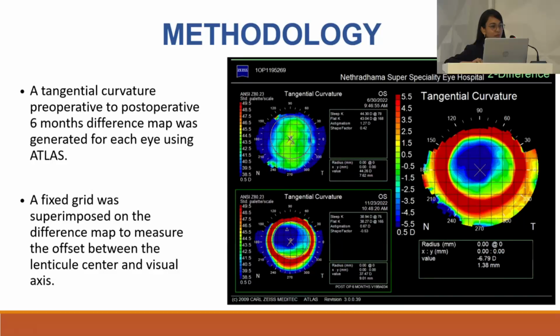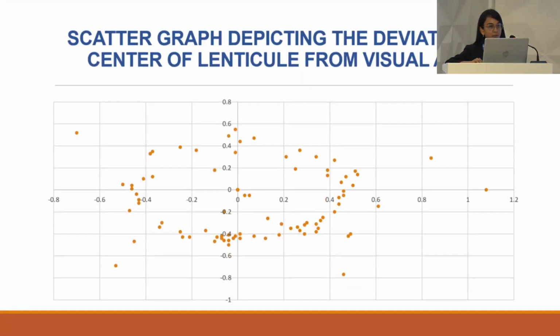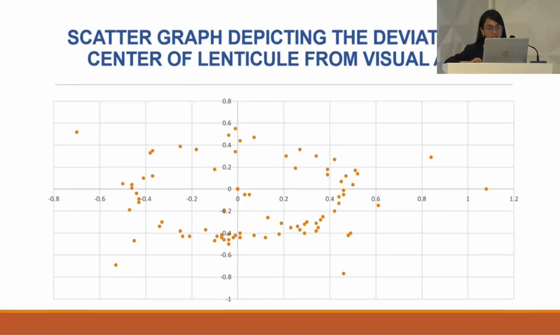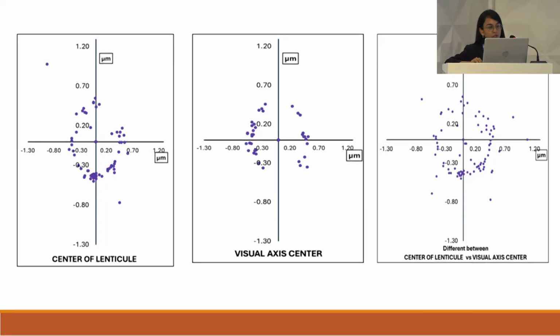Methodology: a tangential curvature preoperative and postoperative 6 months difference map was generated for each eye using the Atlas 9000. The fixed grid was superimposed onto the difference map to measure the offset between the center of the lenticule and the visual axis. Looking at the results, we can see the scatter graph combining the deviation of the center of the lenticule from the visual axis. Here you can see separately, the first graph shows how the lenticule center is very close to the vertex apart from a few outliers, which were because of the large angle kappa.